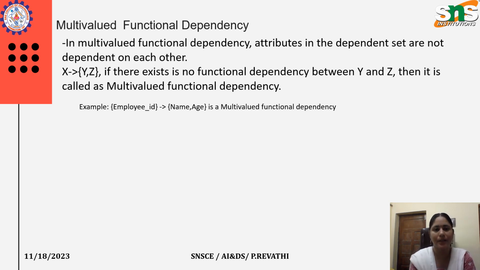Multi-valued functional dependency. In multi-valued functional dependency, attributes in the dependent set are not dependent on each other. X determines Y, Z. If there exists no functional dependency between Y and Z, then it is called a multi-valued functional dependency. For example, employee ID determines name, age. It is a multi-valued functional dependency.